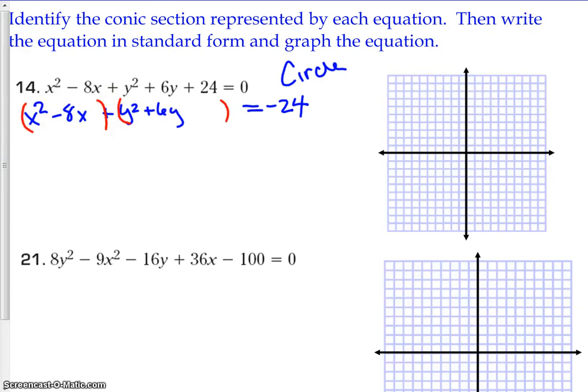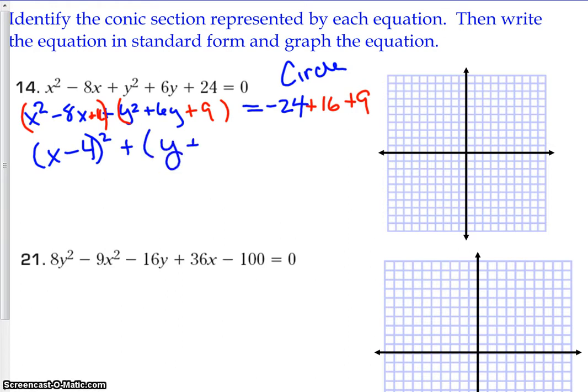Here it'd be like 14, so what I want to add here is 16 to both sides. I kind of ran out of space there. Here it would be 3, so I'd add 9 to both sides. So now, when I complete the square, I'd have x minus 4 quantity squared. And then this would be y plus 3 quantity squared. And it would be equal to, this is 25, and a -24 would be equal to 1.